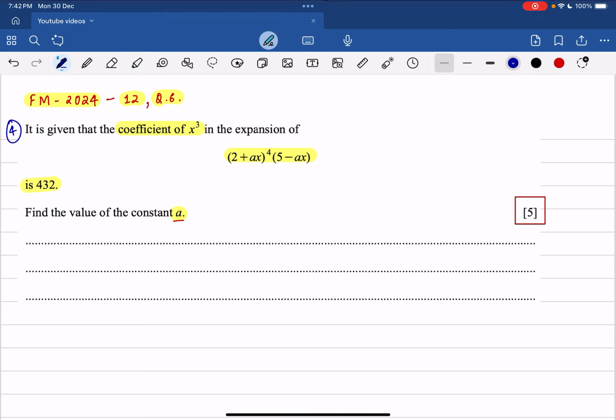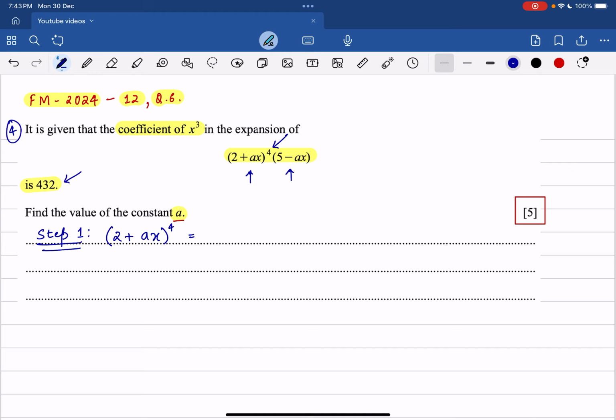Now you are seeing that we have two brackets that are multiplied with each other, which means we have to first expand the one with whatever power is, and then we move on to multiplication of those two brackets to find the required power and then equate with the given coefficient.